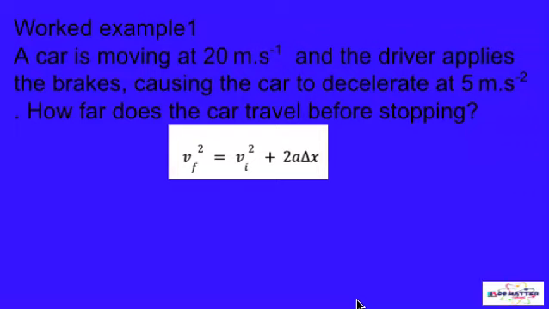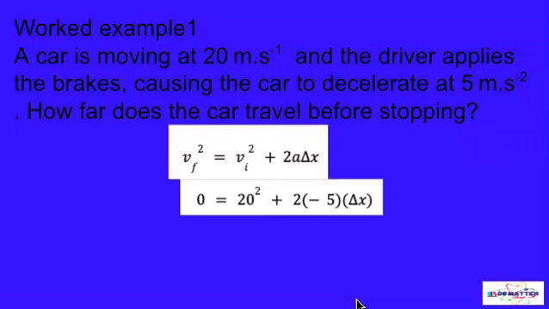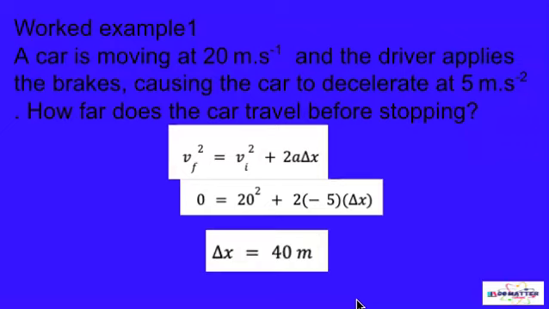The formula that we can use is the final velocity squared is equal to the initial velocity squared plus 2 times the acceleration times change in position. Substituting, the final velocity is 0, the initial velocity is 20, so we square that, plus 2, the acceleration is negative 5. Note we are told that it's decelerating, and then we have the change in position. So making the change in position the subject of the formula, change in position is equal to 40 meters.